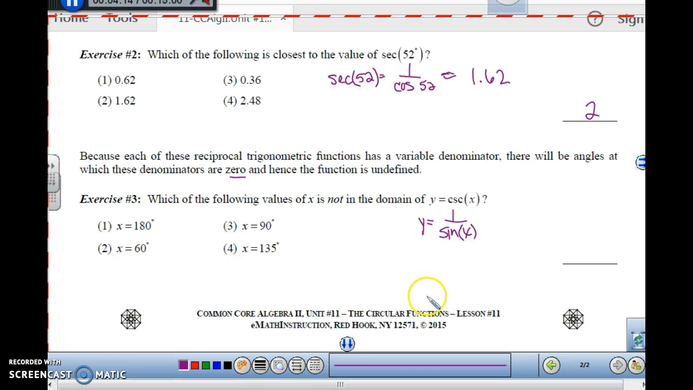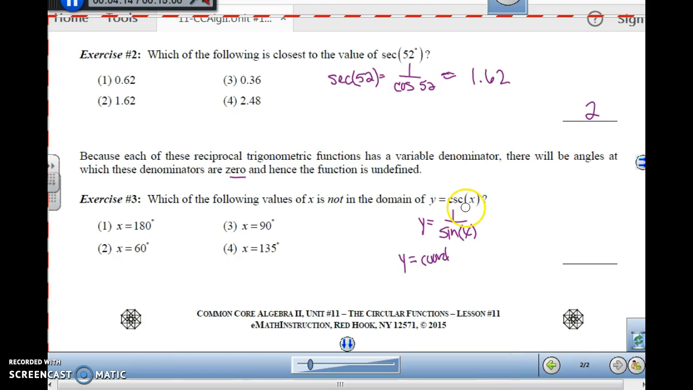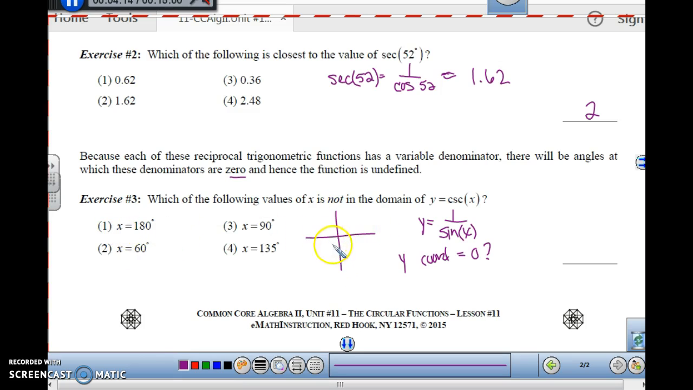All right, now let's think about the unit circle for a second. When is sine of x equal to 0? All right, when is the y coordinate equal to 0 on the unit circle? Well, let's think about 180 degrees. We have 180 degrees over here. That is the coordinate point (-1, 0). So that means the y coordinate will be 0. So if I do 1 over 0, that's going to be undefined, so that won't work. All right, the rest of them should work fine.